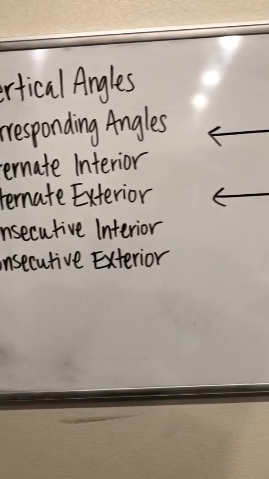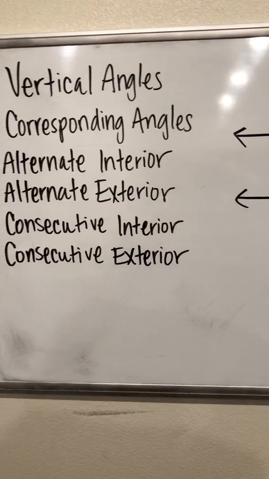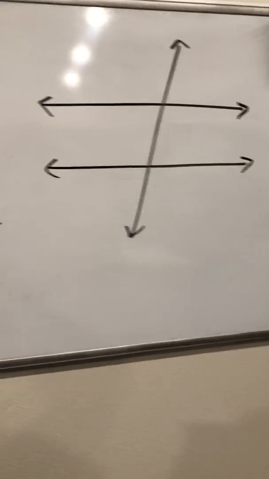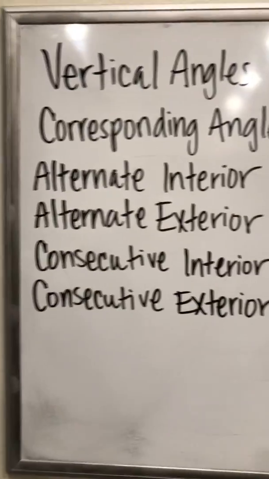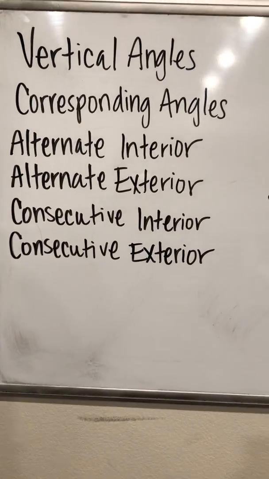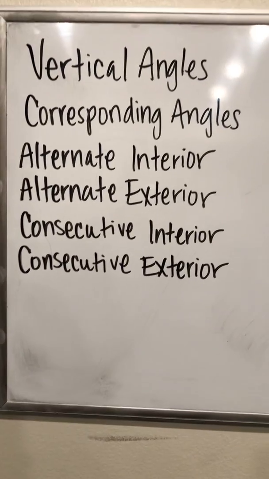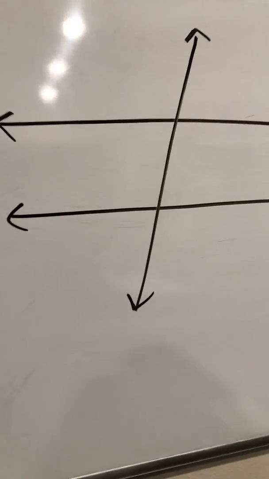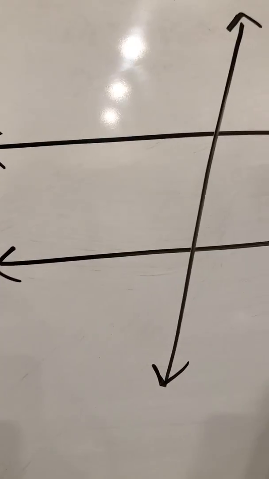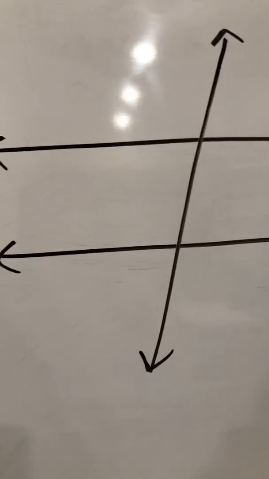Alright, so now we're going to practice using the vocabulary to identify angles. So these are your 6 options. We just talked about them in the video previous to this one. So let's say we have these 3 lines drawn out. These 2 are my parallel lines. This one is my transversal.